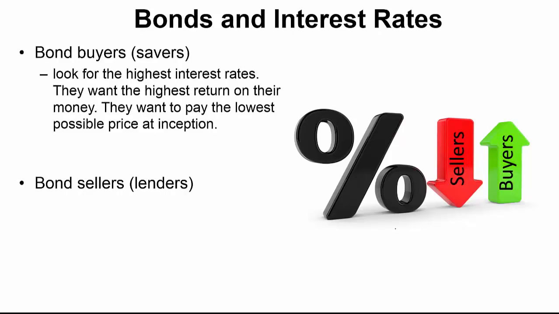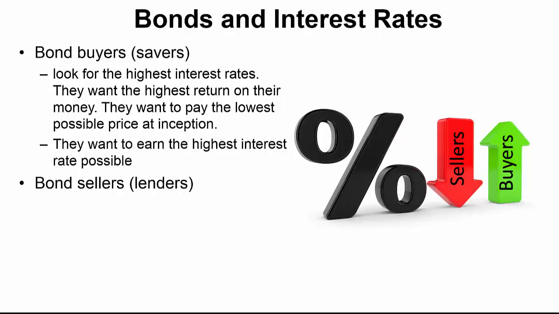So, bond buyers are savers. They are people that want to earn a higher interest rate than they could in a savings account. Okay. No big deal there. Now, they want to earn the highest interest rate possible. When we start looking at how the interest rate is calculated, you're going to discover that the price of the bond is what determines the interest rate.